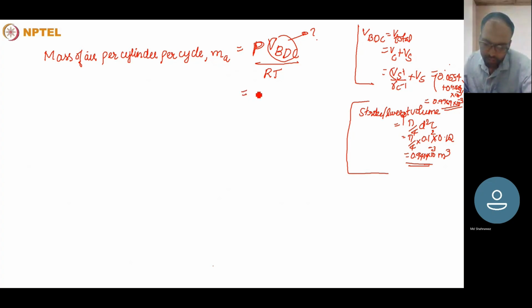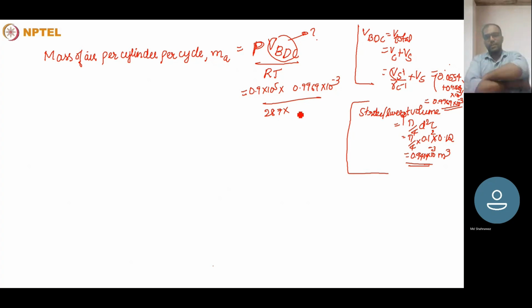Pressure is equal to 0.9 bar, 0.9 into 10 power 5, into 0.9969 into 10 power minus 3, divided by R value 287 into temperature, 39 degrees Celsius. That in Kelvin will be coming around 312. So the answer will be coming around 1.002 into 10 power minus 3 kg.